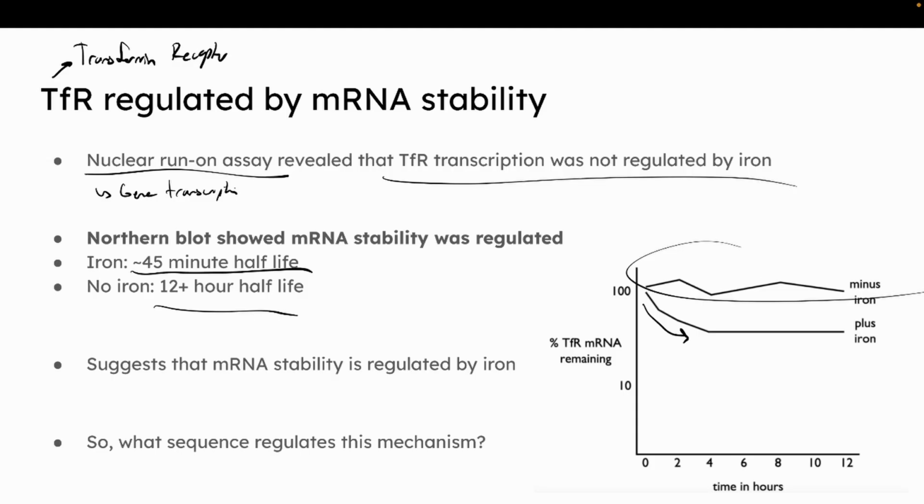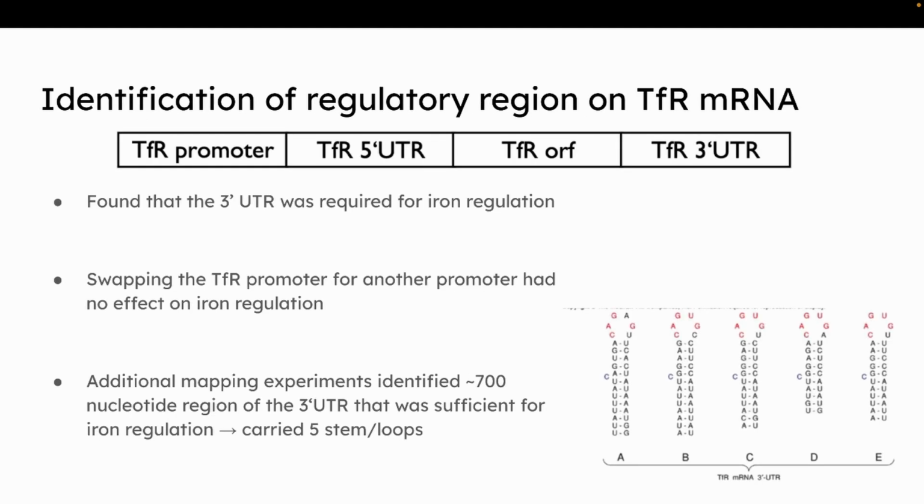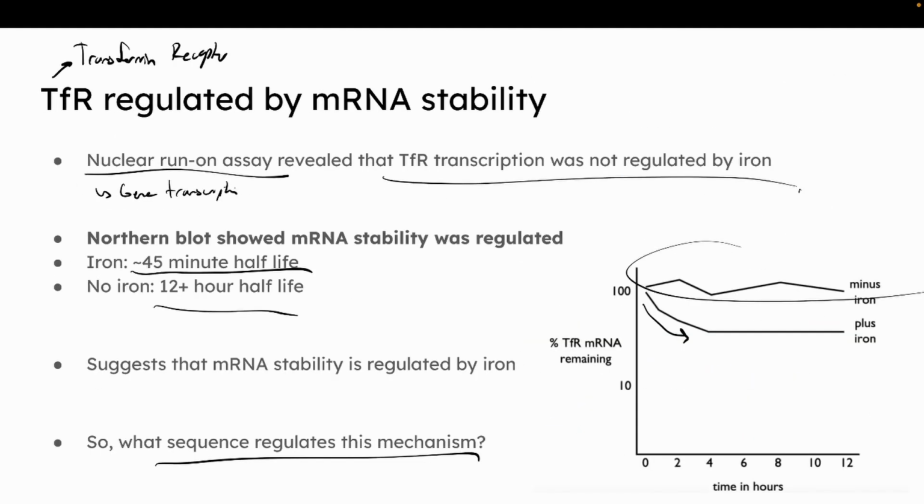So that's sort of what this suggested, but now we want to figure out what sequence, or where on this mRNA, or maybe somewhere else, does this happen? So what they did, up here you can see the structure of your typical mRNA. You have a promoter, you have the 5' UTR, then you have your open reading frame, and then you have your 3' UTR. They found that the 3' UTR was what was required. You can imagine that this is pretty easy to test for. You can just truncate parts of these off, and then see how that is affected with our exact same analysis here.